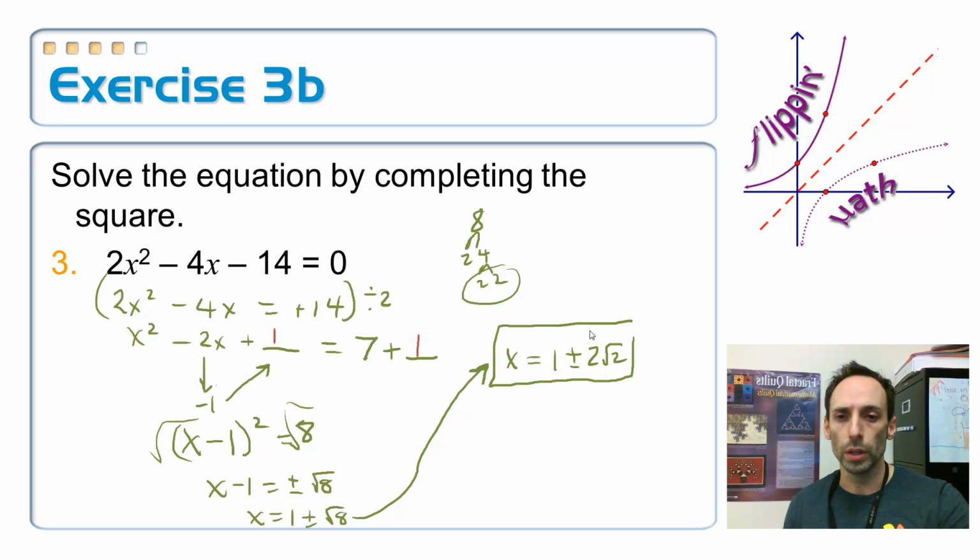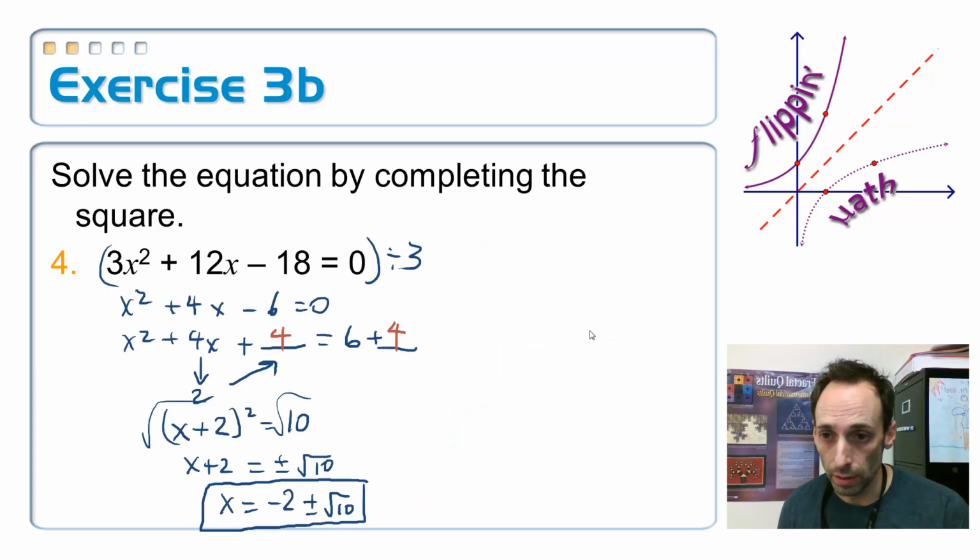of 2. And then finally, on number 4, I went ahead and divided by 3 to begin with. And it doesn't matter what step you do it in, I just went ahead and did it right there. Add the 6 over, complete the square, take half of the 4, you get 2, square that and get 4, add the 4 to both sides. You get finally x equals negative 2 plus or minus the square root of 10.